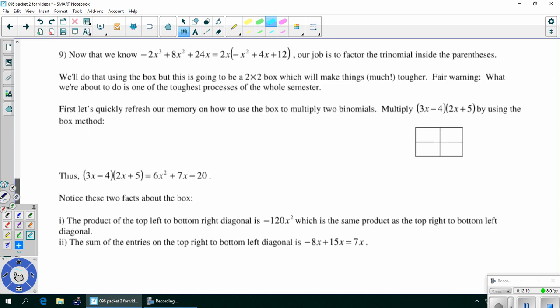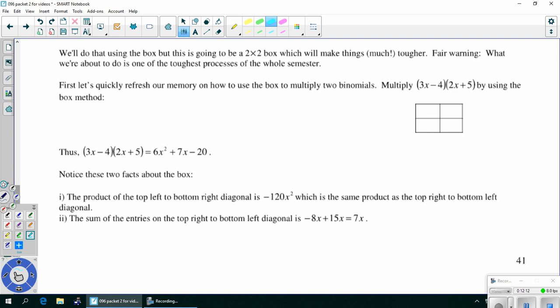So first, let's quickly refresh our memories on how to use the box to multiply 2 binomials, 2 things with 2 terms in them. So multiplying 3x minus 4 by 2x plus 5, I think we've done this one already. So let's fill in the blanks here. The first one is 6x squared. Pause the video for a second, fill in those blanks, and then come back.